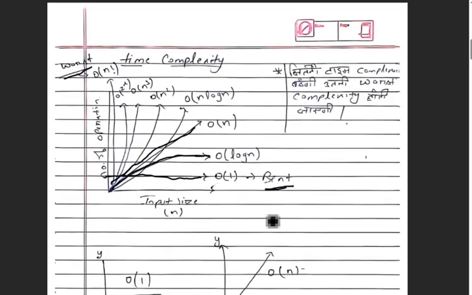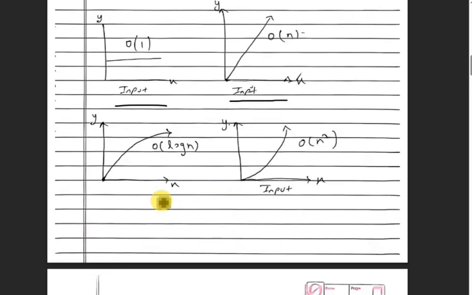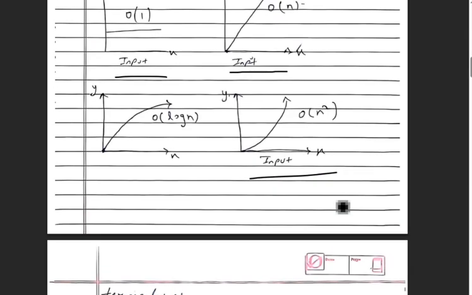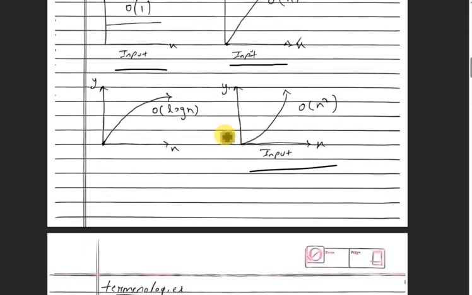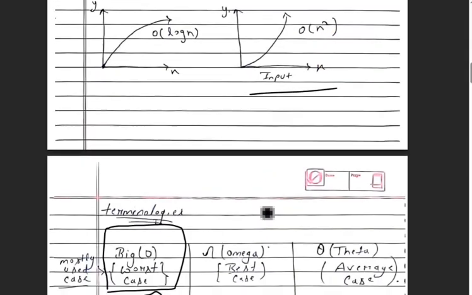Got it? These are graphs. Big O of 1 is constant, big O of n is a linear graph. Big O of log n is a curved graph. Big O of n square is a steeply curved graph, going from bottom to upper side. That's the theory of these graphs. Next we have terminologies.